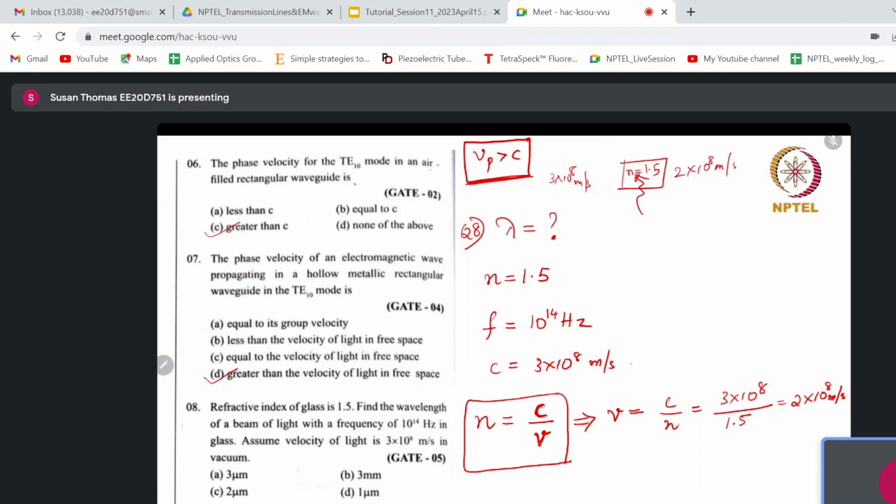Okay. Now the question is, what is the wavelength? The fundamental relation is v, velocity is equal to f lambda. So lambda is v by f. 2 into 10 power 8 divided by, what is f here? 10 power 14. So we get it as 2 into 10 power minus 6 meters. So we can write 2 micrometers. So the option is C. So this will be the wavelength of the light which passes through that particular glass.